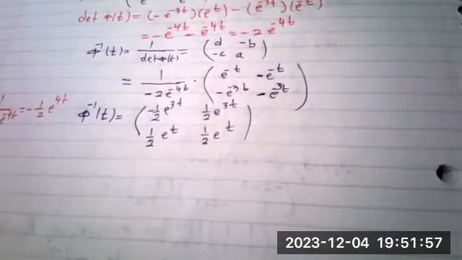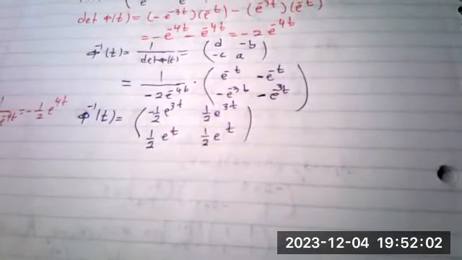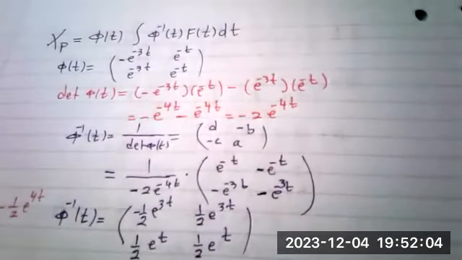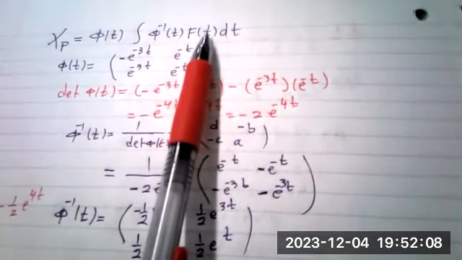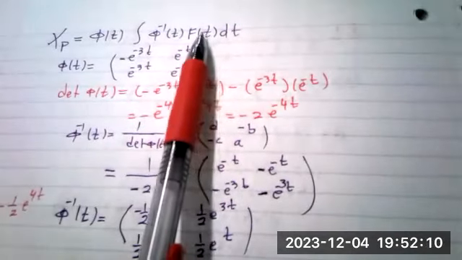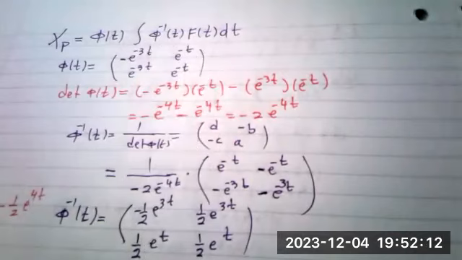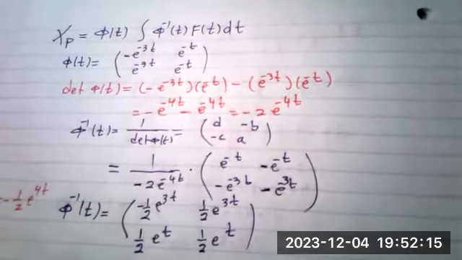Because you have to multiply this one by phi of t. Okay, so we are not done. This is phi inverse so far. Now you have to multiply f of t, then integrate it. Okay, you can do all of them at the same time. Okay, so I'm going to do it step by step.